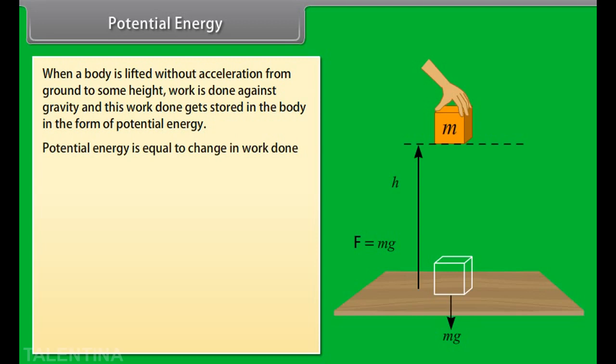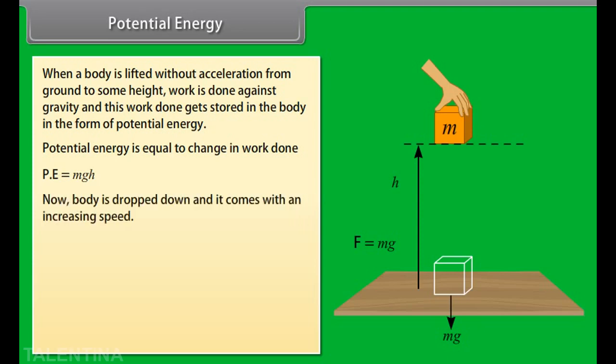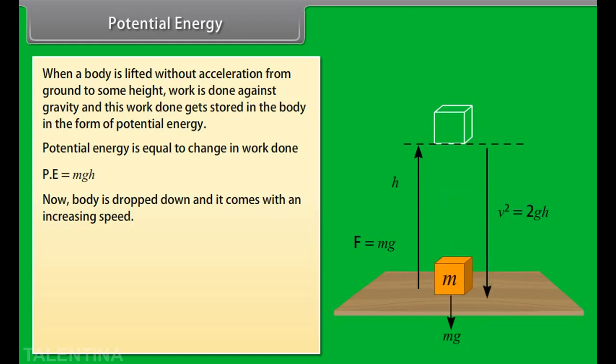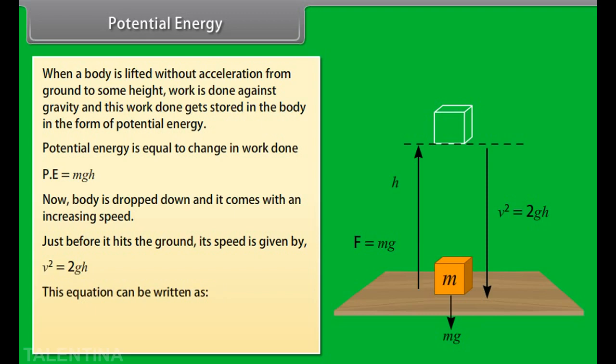Potential energy is equal to work done. So, potential energy is equal to mgh. Now, a body is dropped down and it comes down with increasing speed. Just before it hits the ground, its speed is given by v² = 2gh. This equation can be written as ½mv² = mgh.